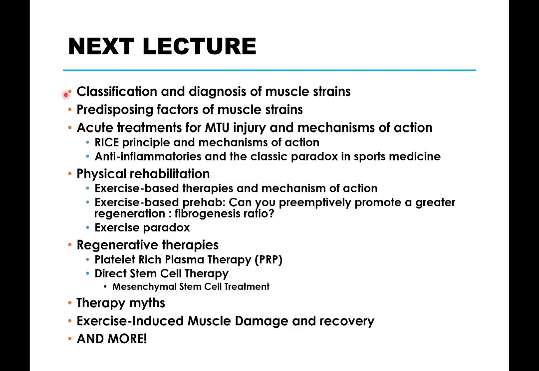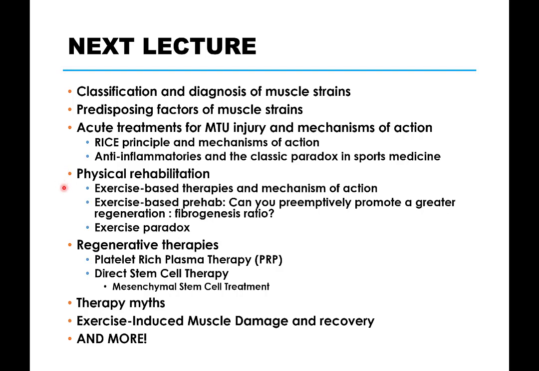And to outline the contents of our next lecture, we will go over the classifications and diagnosis of muscle strains, predisposing factors of muscle strains, acute treatments for MTU injuries, particularly muscle strains, and the mechanisms of action. So this is what you would do immediately after the injury. We'll talk about some of the principles and some of the newer principles that have been developed with the scientific evidence. We'll talk about, again, the anti-inflammatory paradox in sports medicine and some controversies associated with anti-inflammatory modalities like NSAID use. We'll talk about physical rehabilitation, and this is usually through the repair and remodeling phases.